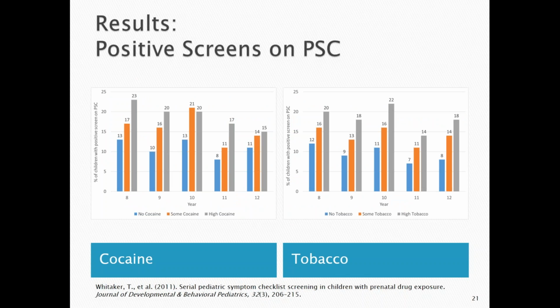So moving on to the slide, you can see, for example, on the left hand is by prenatal cocaine exposure, and this is that 3-level variable: no, some, and high cocaine exposure. And we see for all except for year 10, those with high exposure were much more likely to have positive screens. Interestingly, we saw a similar pattern in terms of tobacco exposure, where at each of the years, those with high tobacco exposure also had more positive screens.